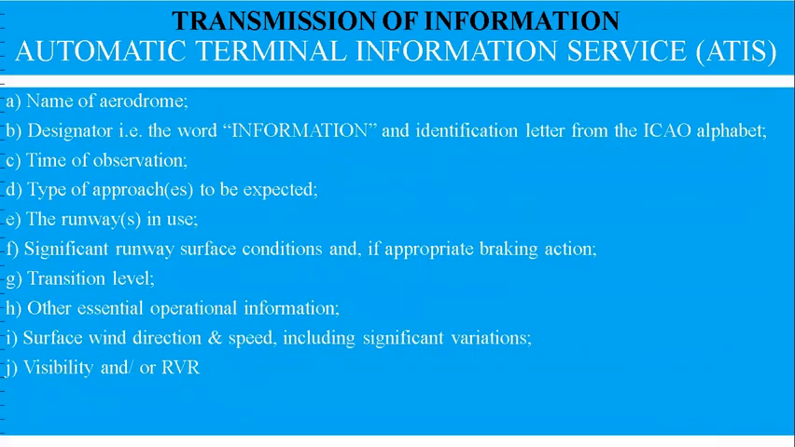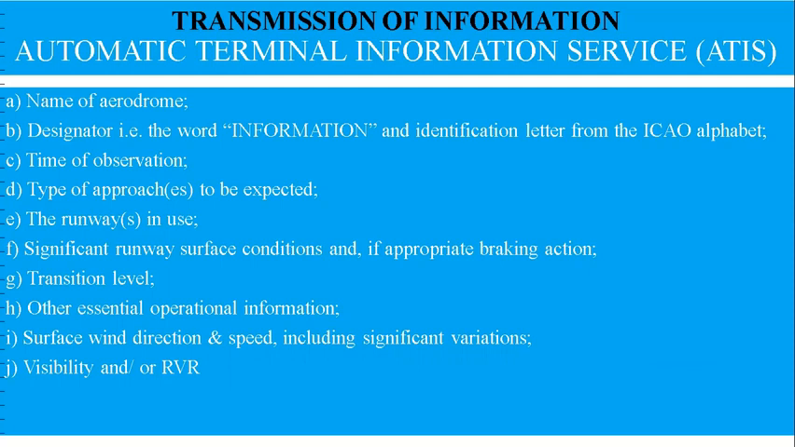The automated terminal information service will include the following information: name of the aerodrome, designator, the word information, and the identification letter from the ICAO alphabet, time of observation, type of approach to be expected, the runway in use, significant runway surface condition if appropriate. It will also include the braking action, transition level, other essential operational information, surface wind direction and speed including significant variations, visibility or RVR.